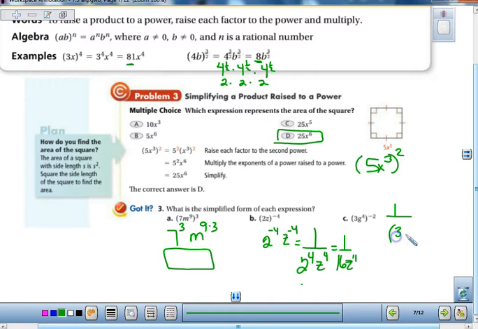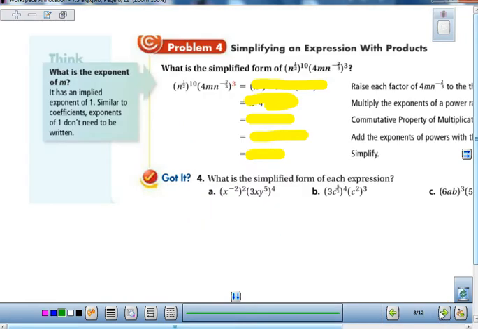You could make it positive right away: 1 over 3g to the 4th to the 2nd power. We could have done that with this one also. We still have to take the 3 to the 2nd power and g to the 4th to the 2nd, which gives us g to the 8th. So our answer here is 1/9 g to the 8th. So there's a few different ways of simplifying.